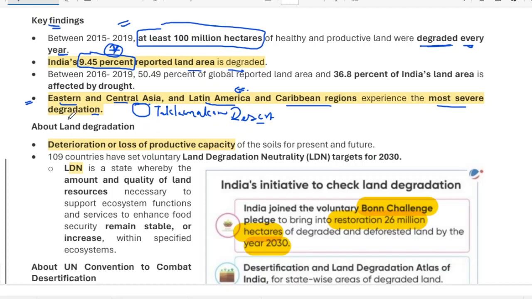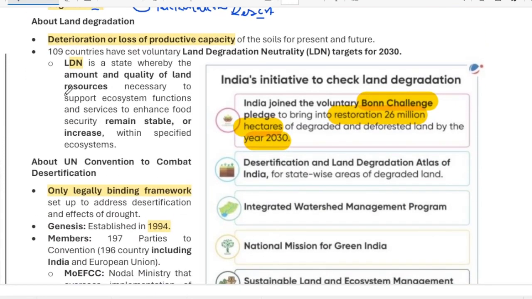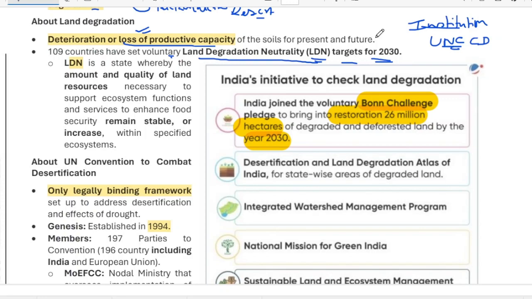Now about land degradation, we have already discussed the loss of the productive capacity of the soil. And now, what are the initiatives that are being taken? Initiatives like the formation of an institution, which is the institution we talked about, UNCCD. UNCCD has set voluntary land degradation neutrality targets for 2020 to 2030. What is land degradation neutrality?